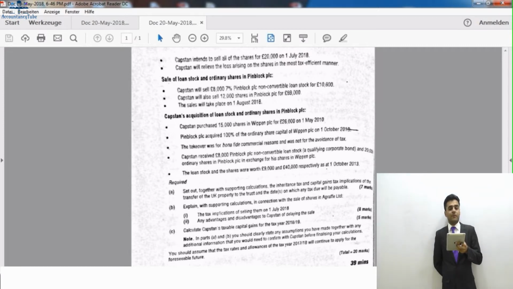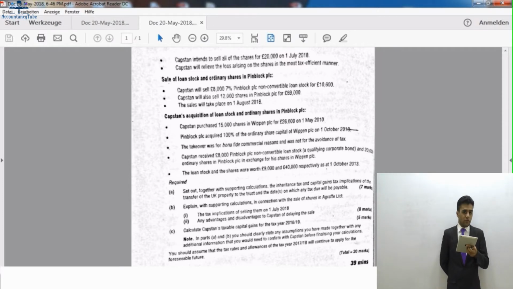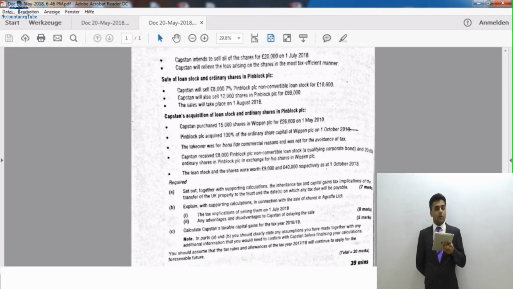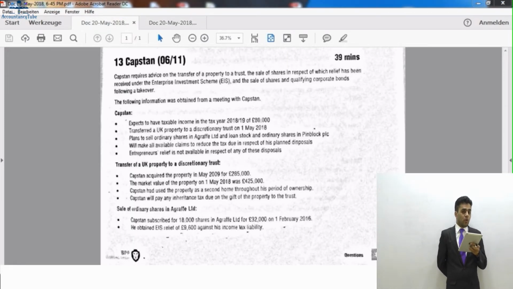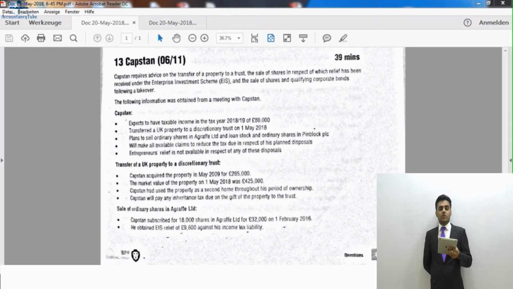So the rate of relief is 30%. Because he did not hold the shares for 3 years, the EIS relief will be withdrawn. Assuming it is a bargain at arm's length, he sold the shares for £20,000, so we take the market value of £20,000 multiplied by 30%. So £6,000 of the relief will be withdrawn. The actual amount of relief was £9,600, the amount of relief withdrawn is £6,000, and the remaining amount of relief which he retained was £3,600.